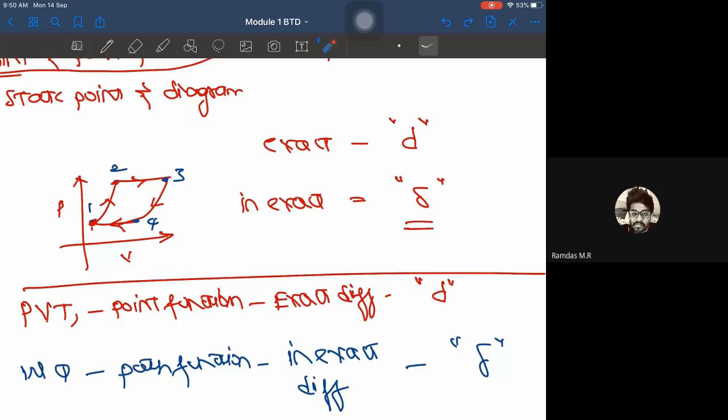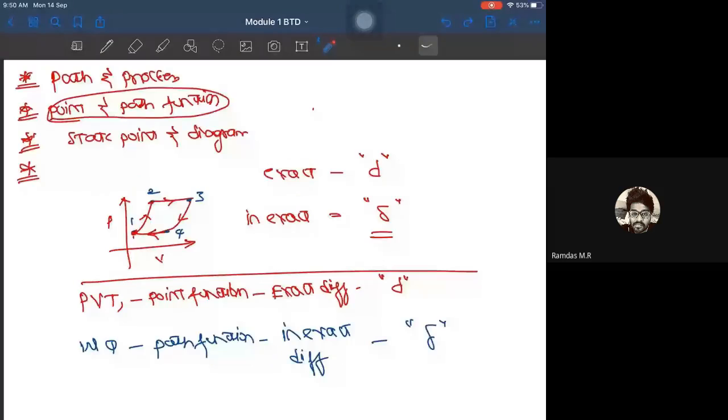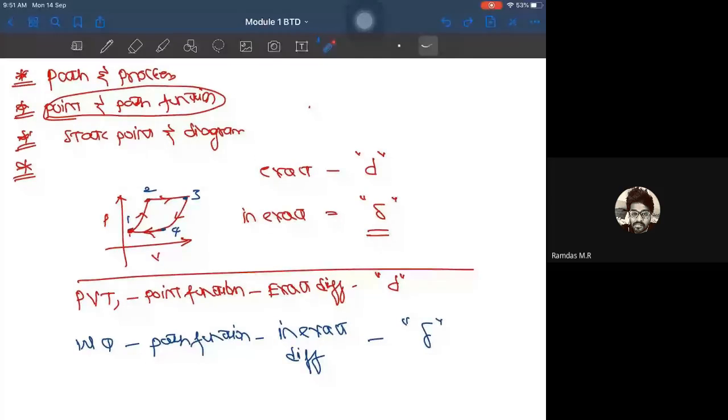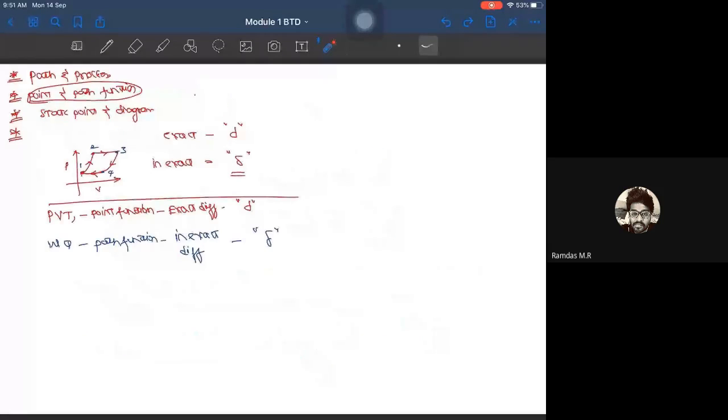Ramdas. Sir, volume is an exact differential because the value of the volume can be found out at any time. It's a point function, and if I want the change in the volume, I can just say it as V2 minus V1. I will get the value. That's why it is called an exact differential. Great, guys. Exact differential or point function, both mean the same.